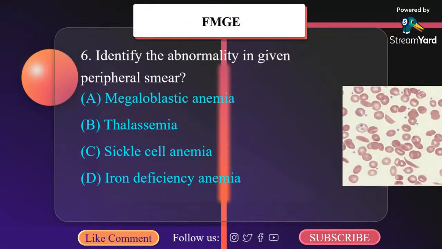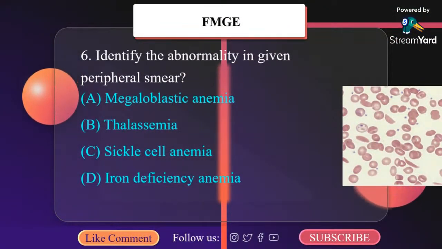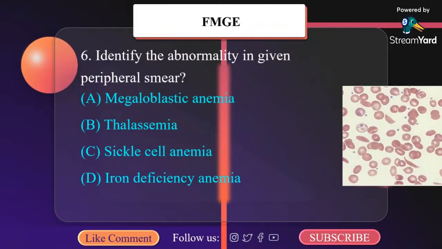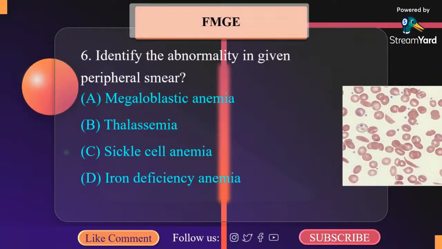Identify the abnormality given in the peripheral smear. Well, A. Megaloblastic anemia, B. Thalassemia, C. Sickle cell anemia, D. Iron deficiency anemia. It is sickle cell anemia.